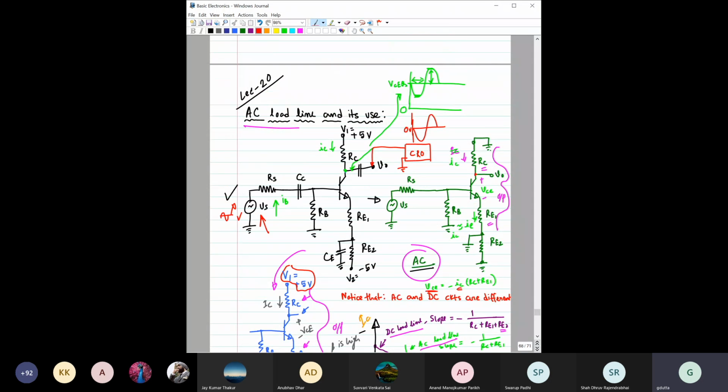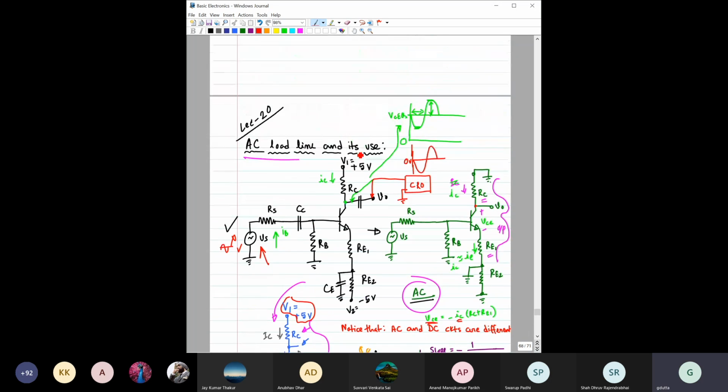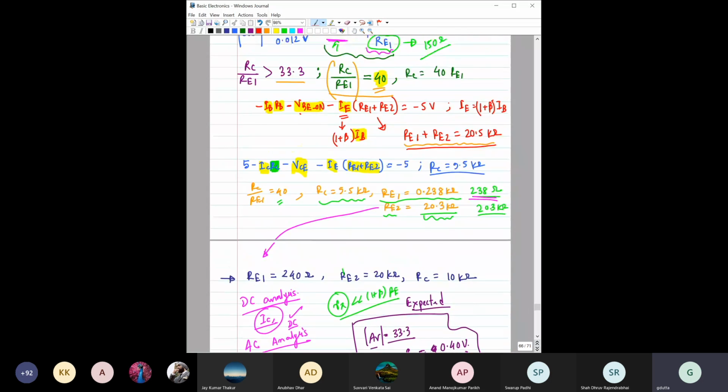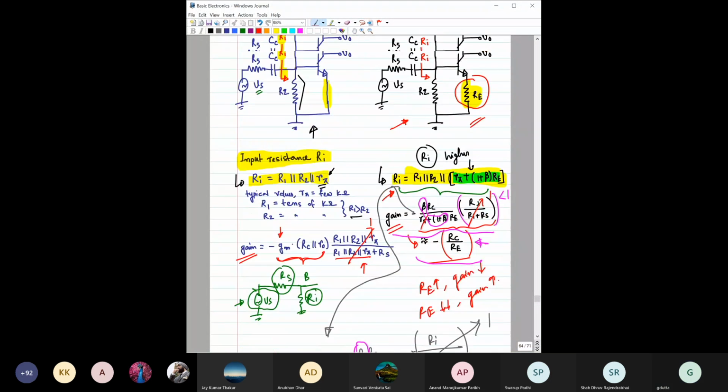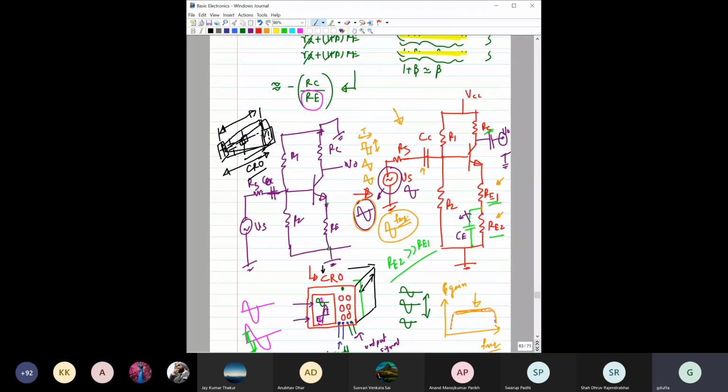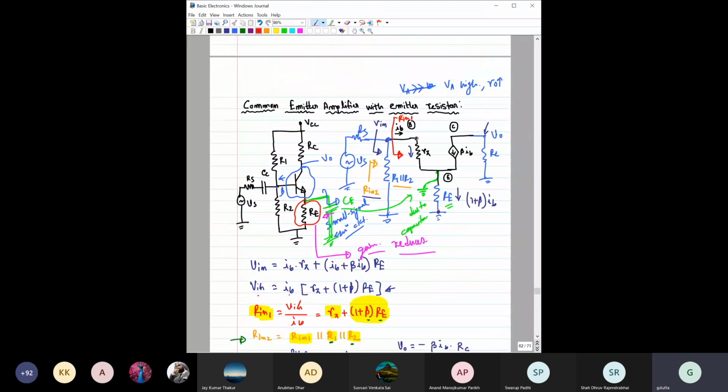So you draw the small signal equivalent circuit of this, and then try to find how much voltage is being dropped. I think if I have some previous diagram, probably I can show it from there. One minute. Small signal equivalent circuit.